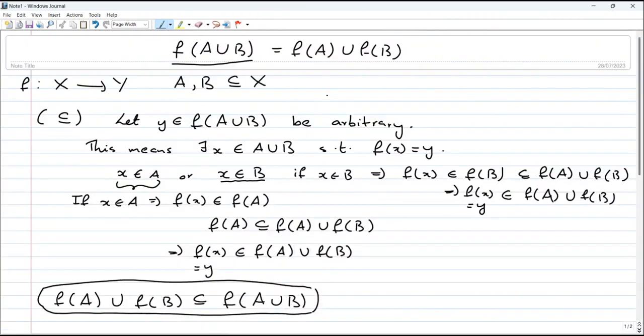If we look back, we've proven the left-hand side is in the right-hand side, and over here, we proved that the right-hand side of our original statement is in the left-hand side. Therefore, these two are the same.